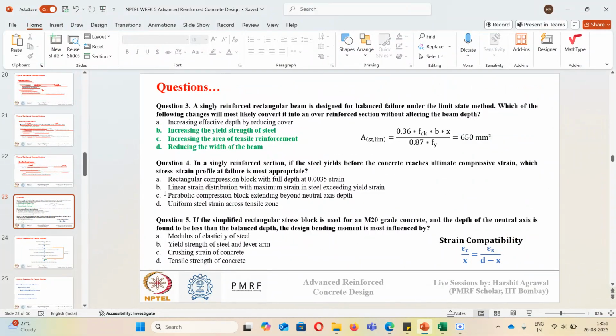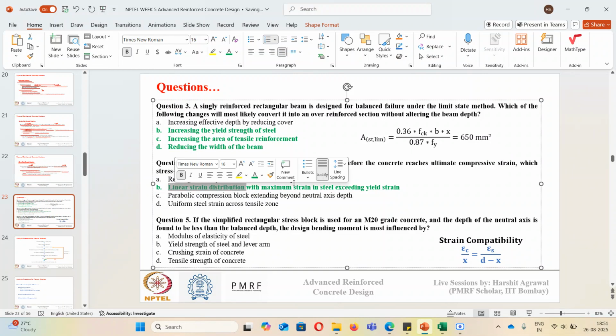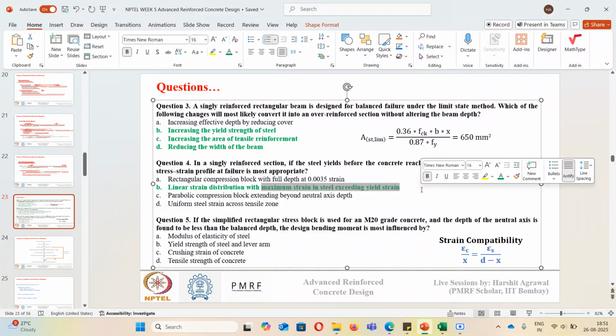Okay, yes, the correct answer will be B. Why? Because the first option we can eliminate, since concrete is not reaching its ultimate strain value, so this is not happening. The second option is true, linear strain distribution. This will hold every time. It doesn't depend upon whether it is an under reinforced section or a balanced section or an over reinforced section. Linear strain distribution will always be there, and the maximum strain in steel will exceed the yielding strain.